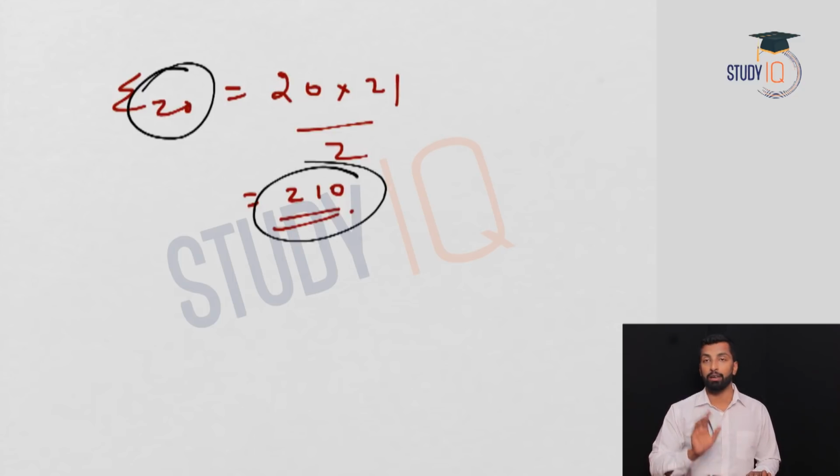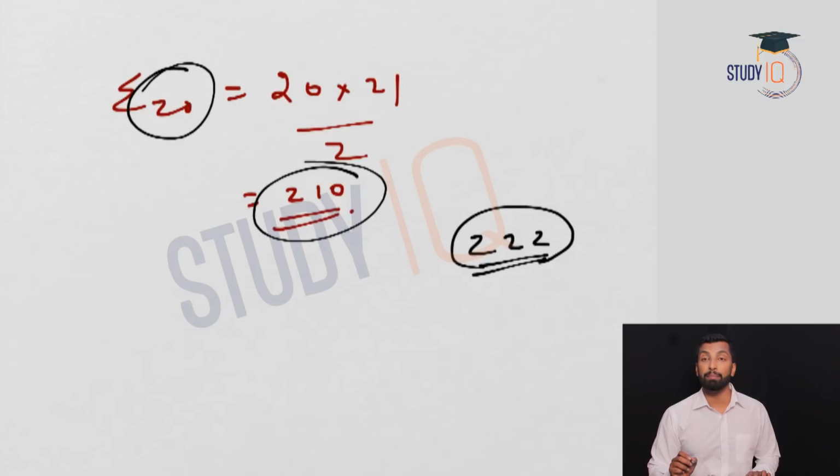You are supposed to get 210. 210 is the correct answer because we know for 20 pages, this is the sum. But while adding the pages, he added one page extra, and he got something like 222. The question will be what page he double counted. What is your answer? 222 minus 210. So 12 is your answer.